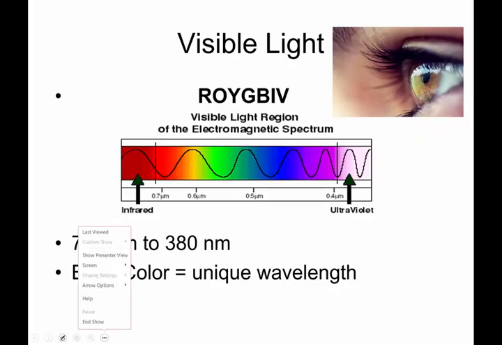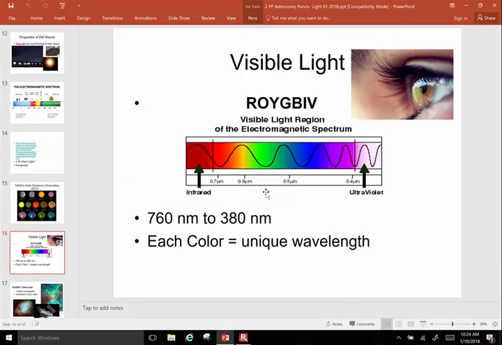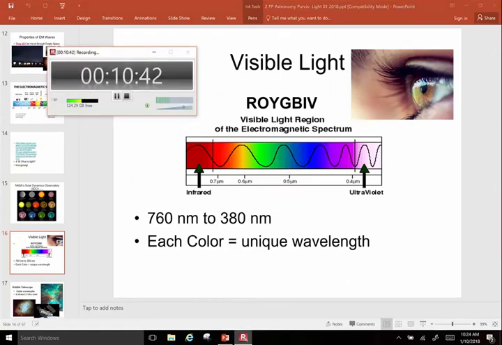All right, we're going to stop talking about electromagnetic waves right here. And what we're going to do next time is we are going to start talking about how astronomers use each individual type of electromagnetic waves.